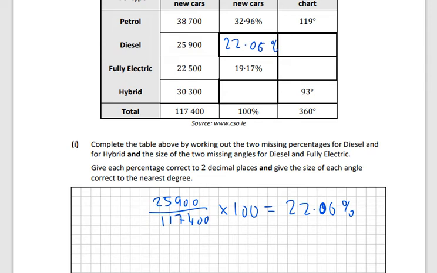And we're going to do the same with the hybrid. That's 30,300. Should give us 25.81.